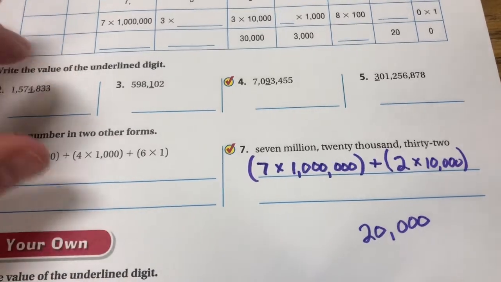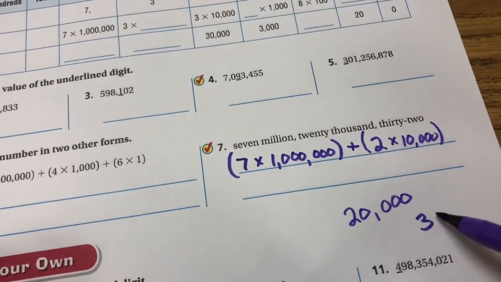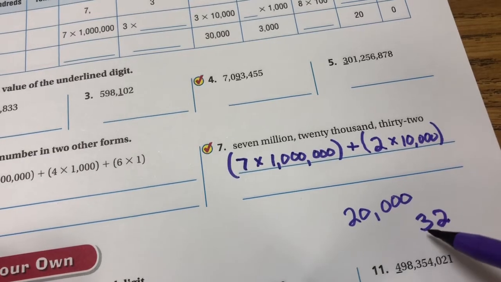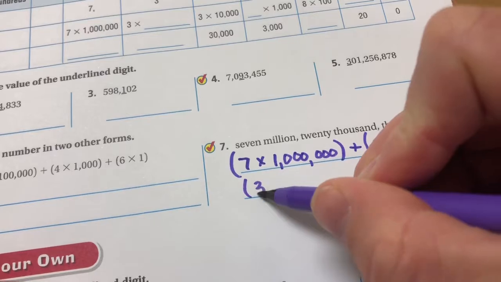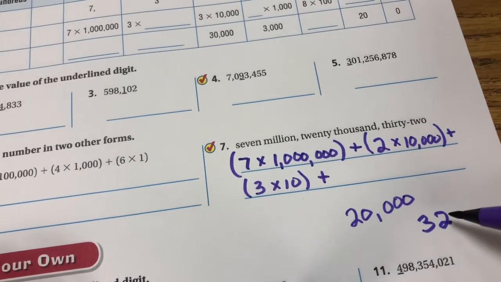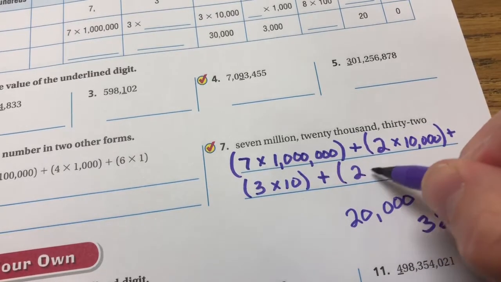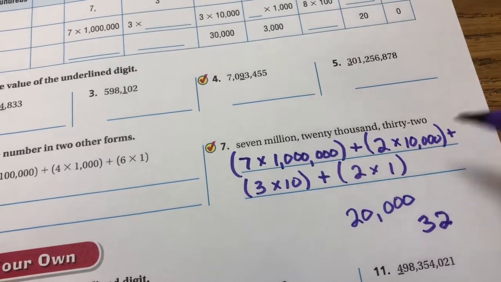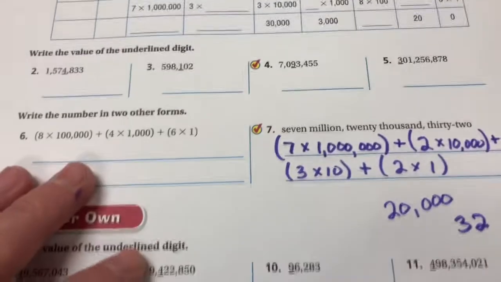And then we have 32. So if I think about the number 32, and sometimes it's best if you just write them and just kind of think about it. That's a 3 in the what place? That's going to be a 3 in the tens place. And then there's a 2. That's a 2 in the ones place. So we're going to be plus 2 ones. And now we've done it in expanded form. Let's go ahead and translate that to standard form.